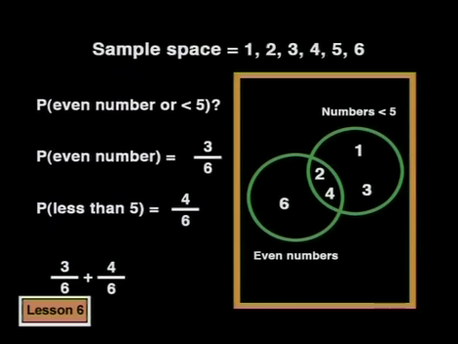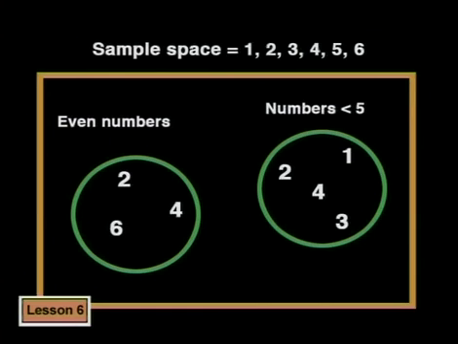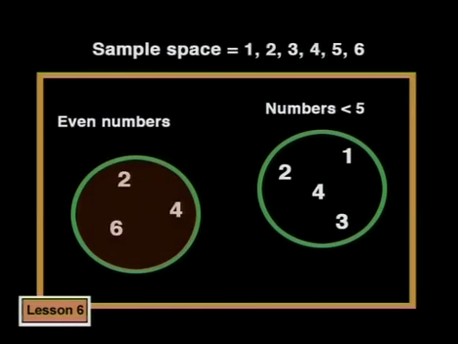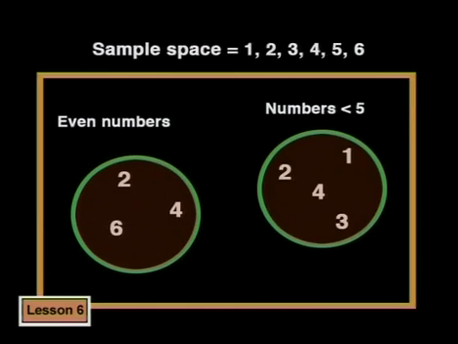Now, if I add 3/6 and 4/6 together, I get 7/6. Oops, 7/6, as you know, isn't possible. We can't have a probability larger than the total number of possible outcomes. So what went wrong? A throw of 2 and a throw of 4 were counted twice. They were part of the 3/6 counted in this subset and part of the 4/6 counted in this subset.